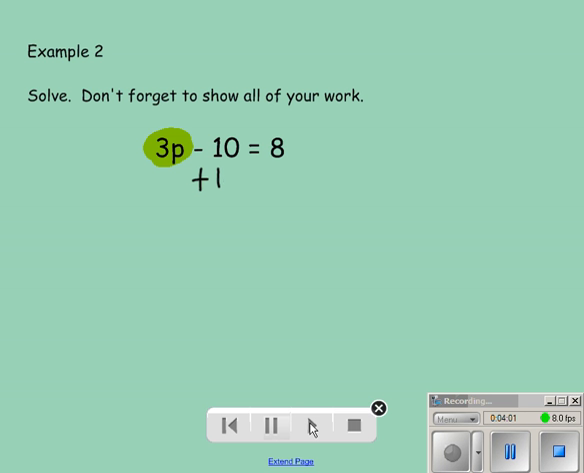So there's our variable we're going to isolate. We're going to add 10 to both sides. When we do that, we end up with 3p equals 18. Okay? Yes?